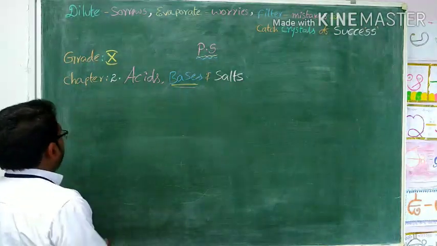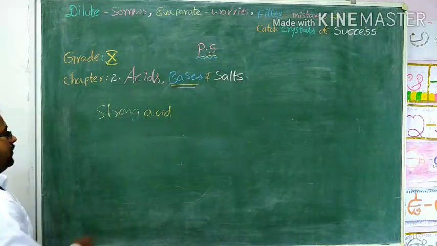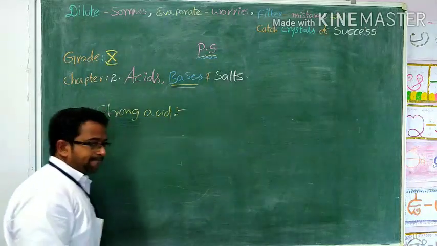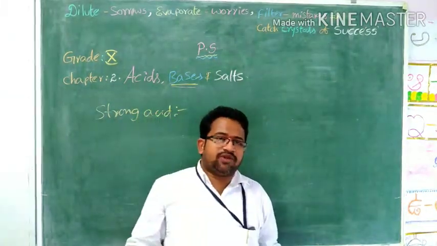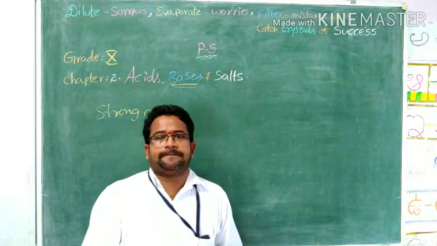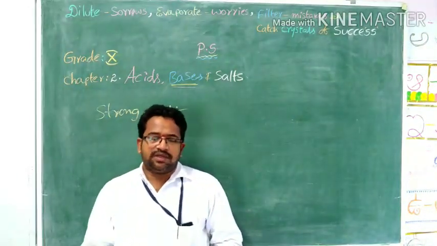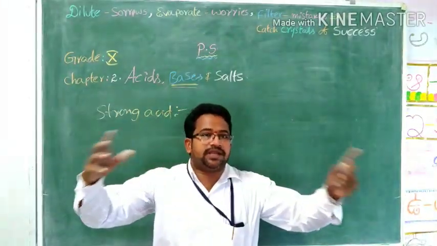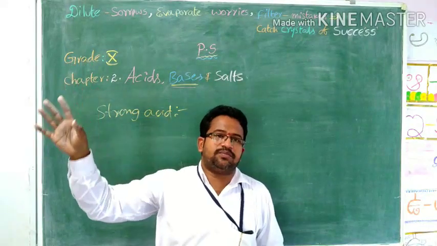Now let us see strong acid. What is a strong acid? Strong acid, strong base, weak acid, weak base. Very easy definitions. If we take any one acid, if it is completely ionized in any aqueous solution. What does aqua mean? Yes, aqua means water. In aqueous solution, water is the solvent. If water is the solvent, we call it an aqueous solution. So, if we take any acid and it is completely ionized, it has to decompose into ions. If we take 100 molecules, all 100 molecules have to decompose into ions.